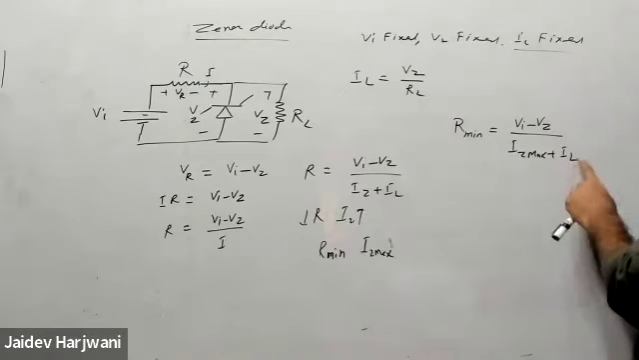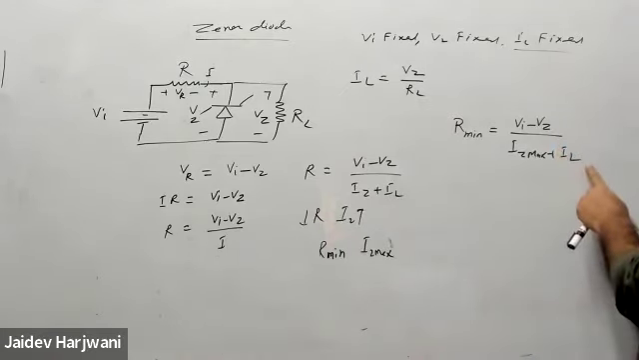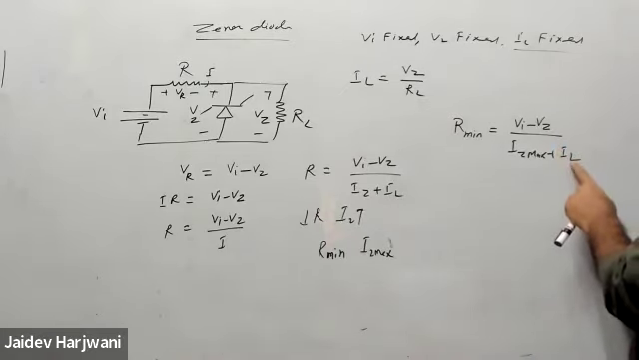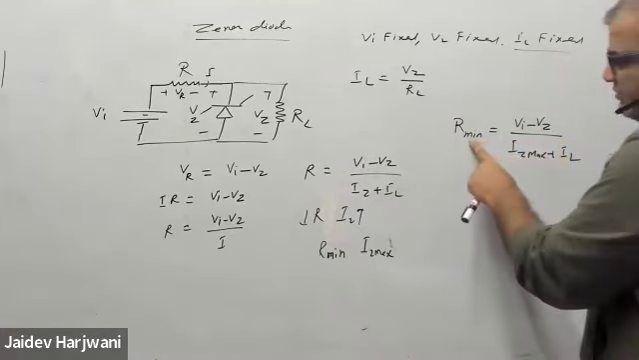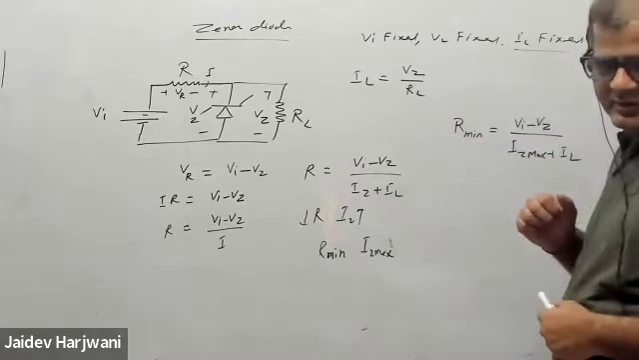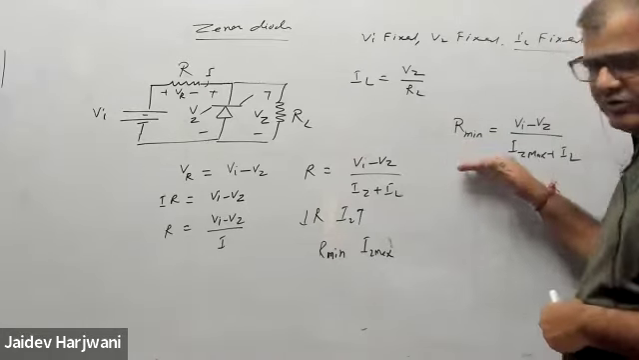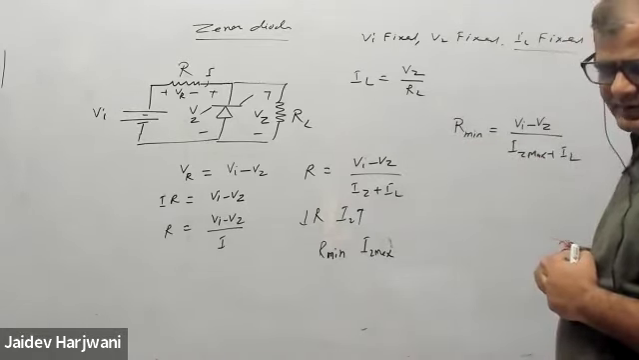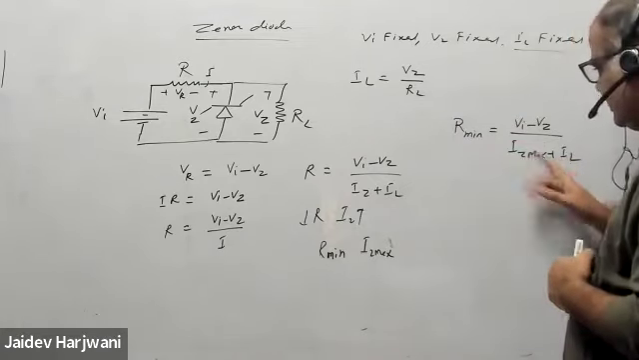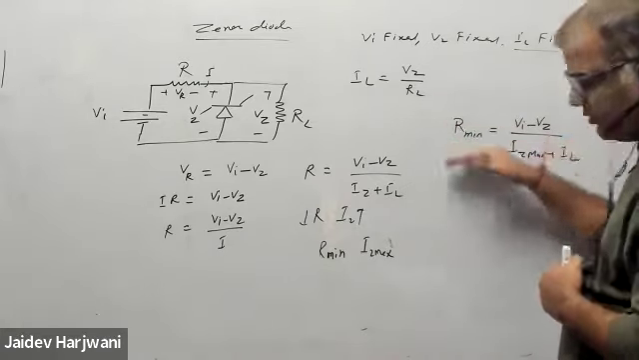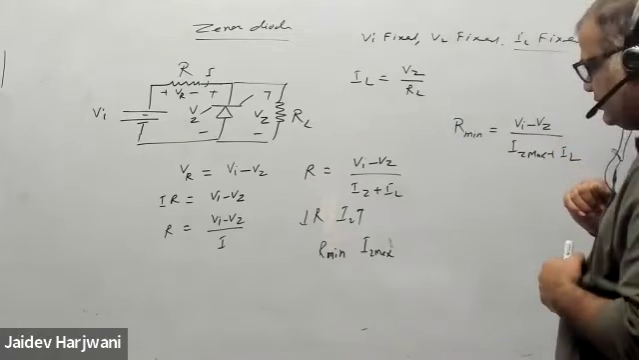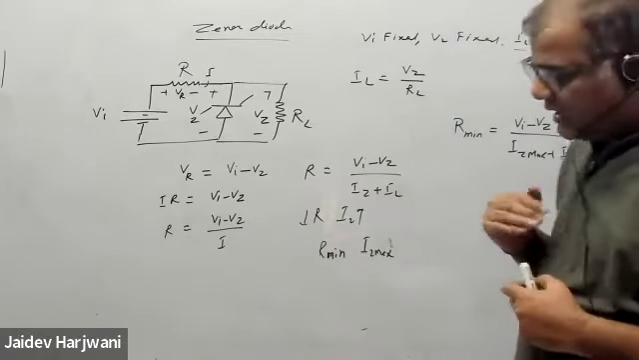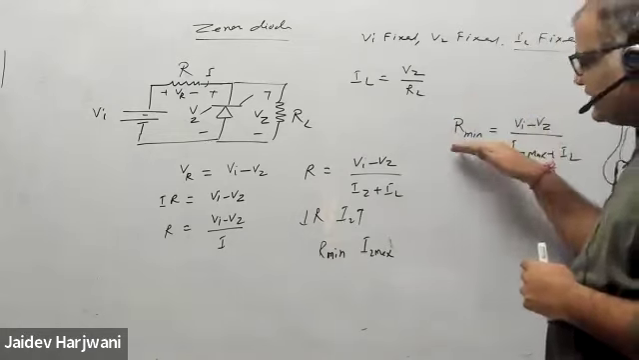Now in other words, if I keep this IL 0, this R minimum limit will go up or down? Tell me. If I put IL 0, this R minimum will go up or down? So up. Very good. Up is more safe.